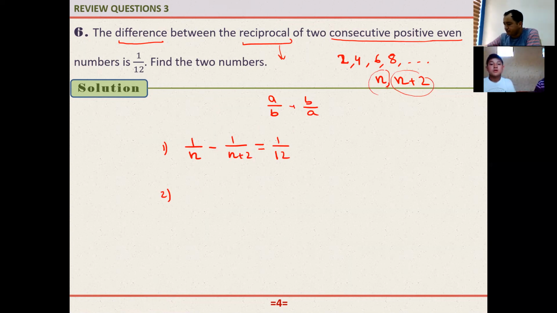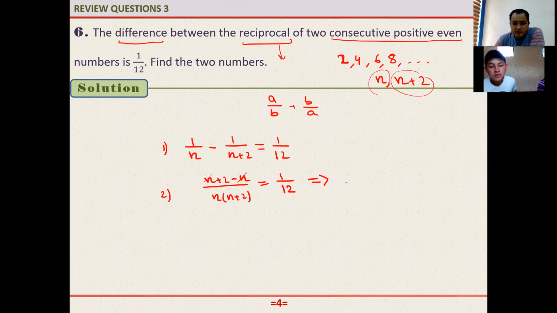Okay. First we will bring into a common denominator. n plus 2, right? Here we have n plus 2 minus n. On the right hand side, 1 divided by 12. So this n and n cancel each other, cross multiply.